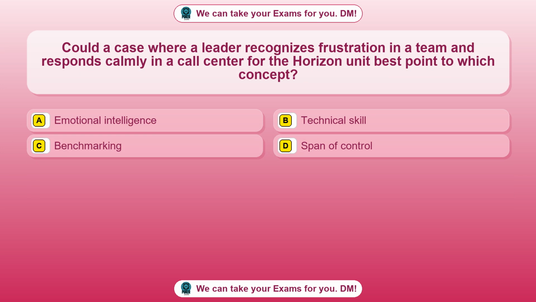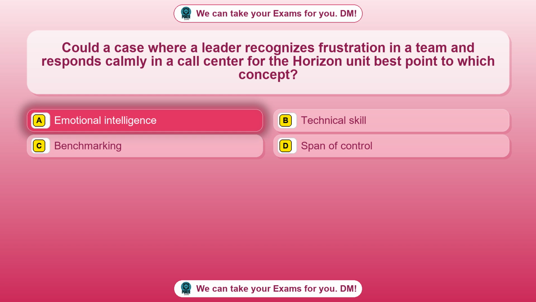Question 36. Could a case where a leader recognizes frustration in a team and responds calmly in a call center for the Horizon unit best point to which concept? Option A, emotional intelligence. Option B, technical skill. Option C, benchmarking. Option D, span of control. The correct answer is option A, emotional intelligence.